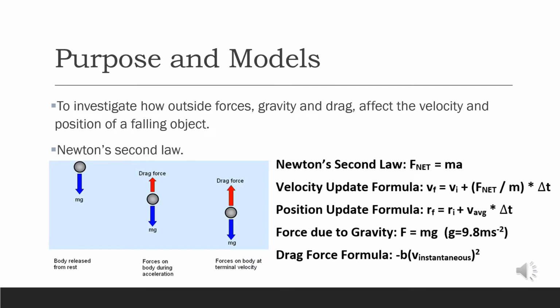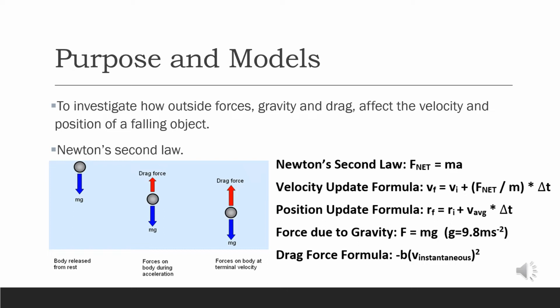The purpose of this lab was to use an object and demonstrate the motion of the falling object while monitoring other forces acting on the object. In this lab in particular, we'll be examining both the drag and gravity as the paper ball is falling. So on the right, we have five equations which we'll be using: Newton's second law, the velocity update formula, position update formula, force due to gravity, and the drag force formula where we'll be using a proportional constant B, which you'll be seeing later in our computational model.